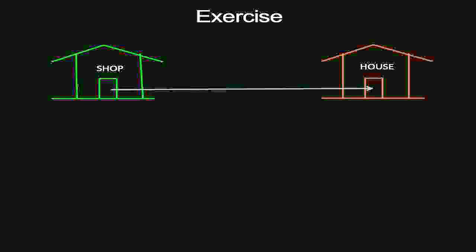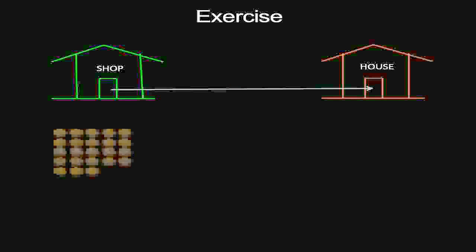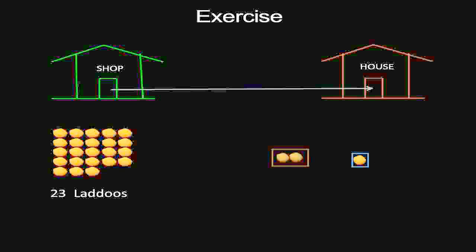Okay, so let's do an exercise. Given that we have gone through this video so far, let's say we take the same shop and house and we take the 23 laddus to be sent from the shop to the house. The only difference is the sizes of the boxes. The first box can contain 1 laddu, the smallest box. The next bigger box can contain 2 laddus.